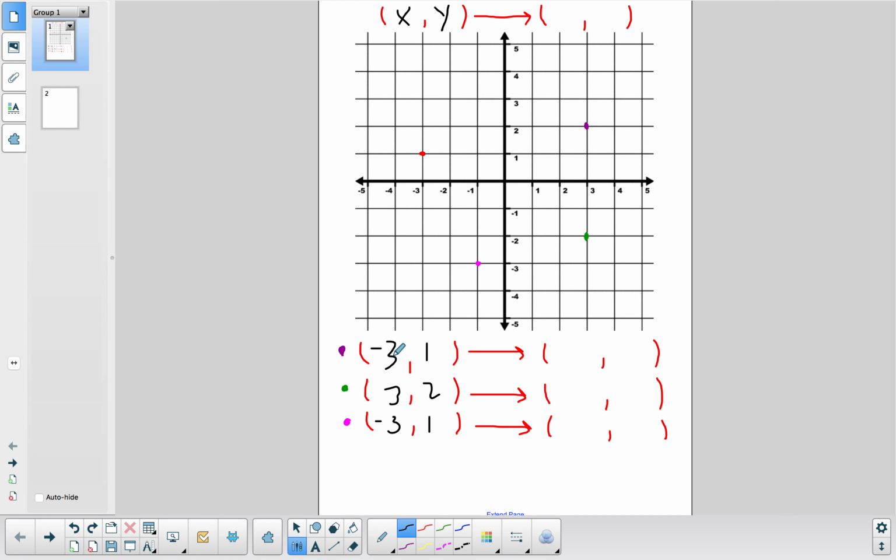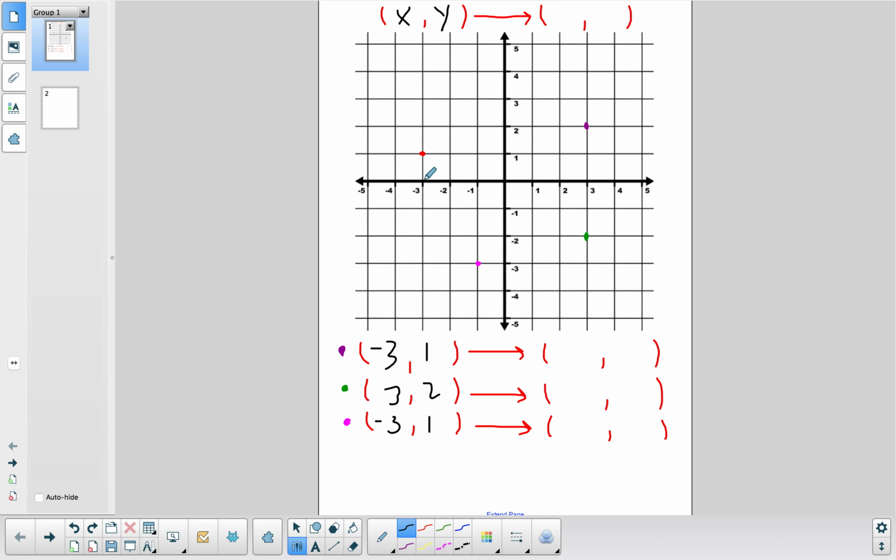So if you notice here, we start with negative 3 comma 1. This does not denote a negative or a positive. This just denotes that value. So once we're doing this expression, we're substituting it in, and then we're going to show the new expression after the transformation took place. So for this first one, it's purple dot, we're going to do a translation.